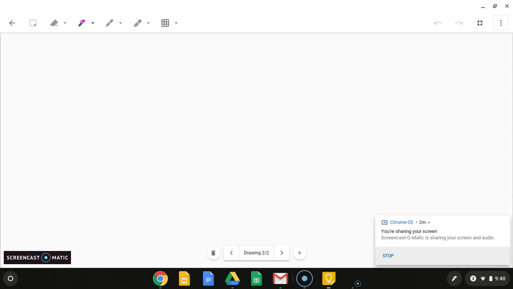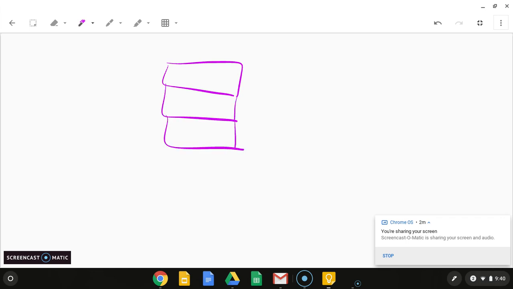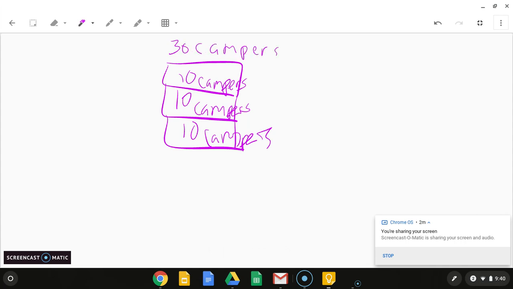So one way that you can help to figure this out is you can draw a diagram. So I'm going to draw a little diagram. All right, so I'm going to put 10 campers, 10 campers. And I did 3 because we know there are 3 groups of 10 for a total of 30 campers. All right, and I'll write that at the top. I know there's a total of 30. Each group there's 10 campers.